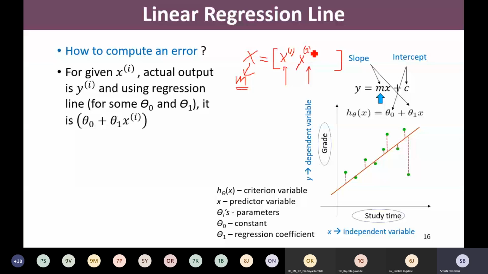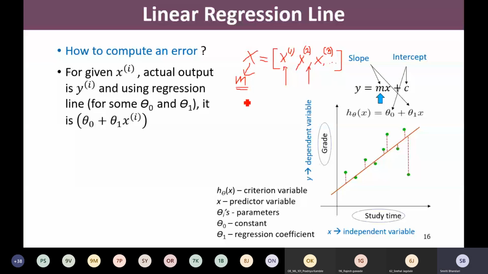So superscript is mentioned in the parenthesis. So that is my second data point. X superscript 3 would be my third data point. So how many data points am I having? I will be having m data points. So X superscript m is the last data point that I am having in my data set.